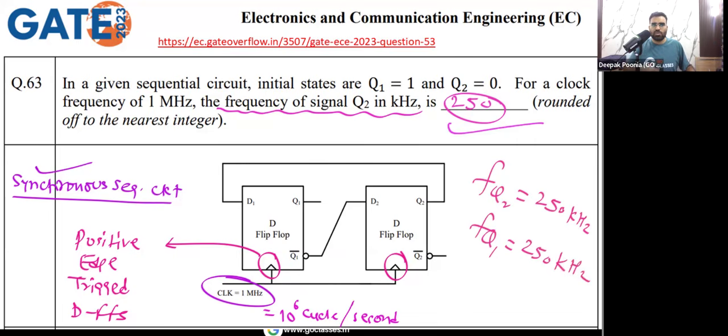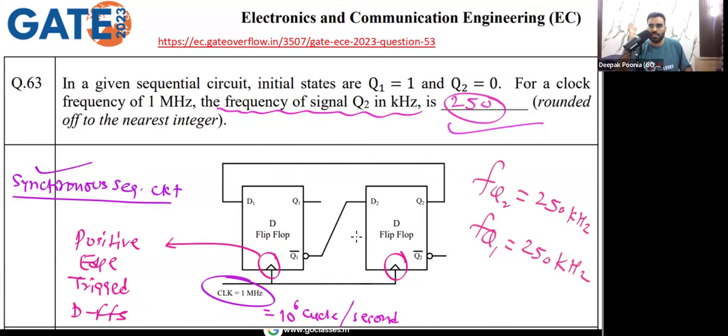So did you understand how to solve this question? Tell me. The question was very simple: the frequency of the clock signal is given to you, and the question is asking for the frequency of the Q2 waveform, the Q2 signal. So what we are doing here is first finding the state diagram, because the state diagram will give us a complete understanding of the behavior of this circuit.